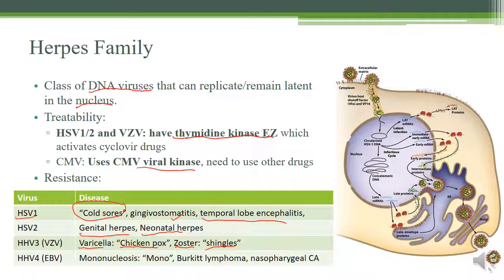HHV4 or Epstein-Barr virus is also known as mono or infectious mononucleosis. It can also cause other diseases such as Burkitt's lymphoma and nasopharyngeal cancer.